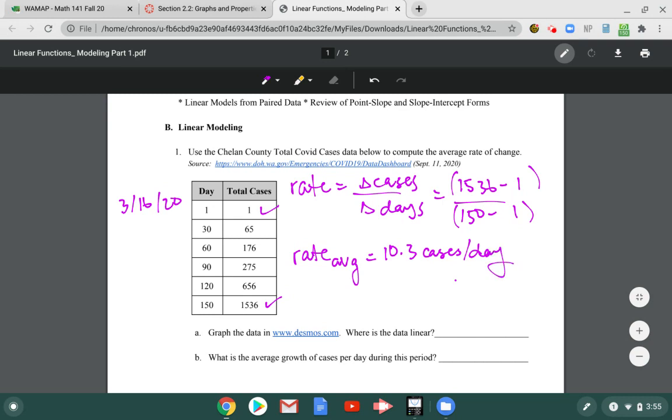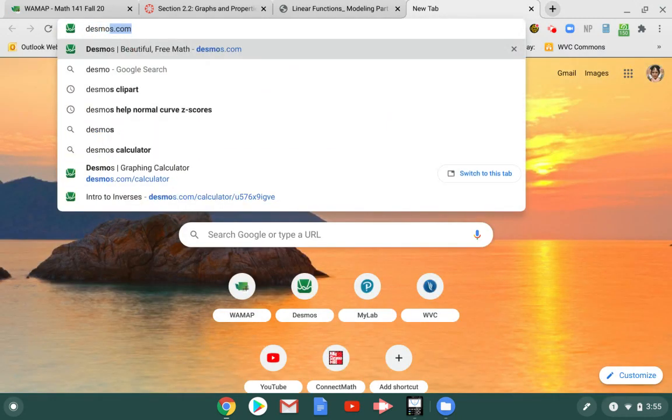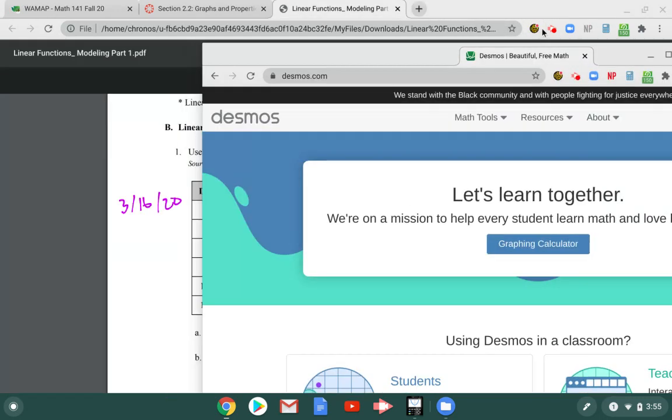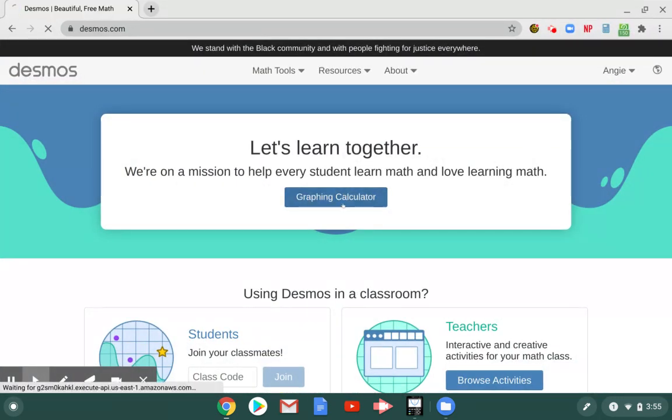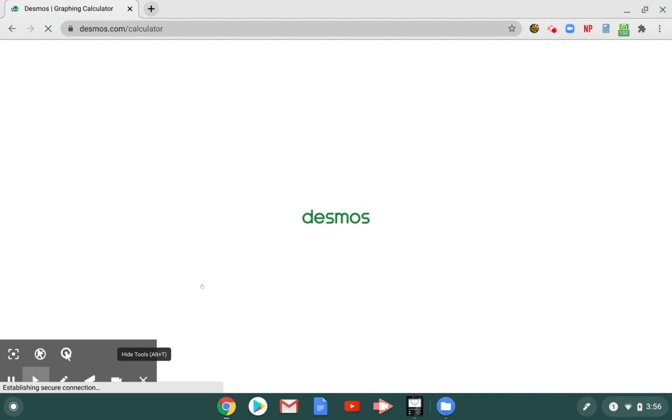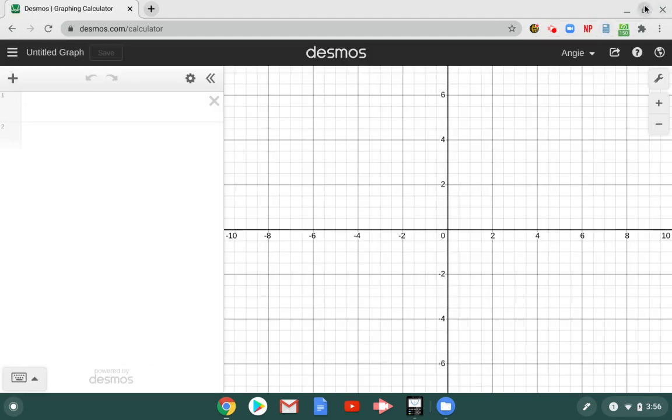This doesn't tell the whole story though, because there are times over these 150 days where the rate is increasing pretty quickly and other times where the rate is slowing down or maybe even negative. We're going to graph the data in Desmos and then decide where the graph is most linear. Let me open up Desmos in a different viewing window and make some room for us to work.